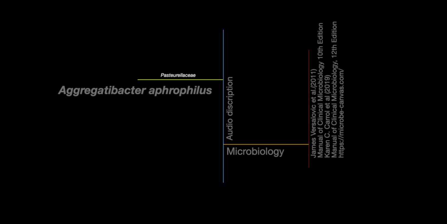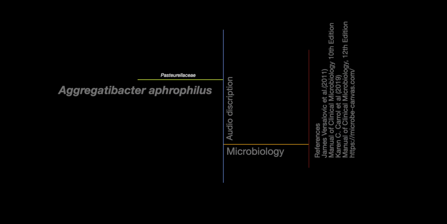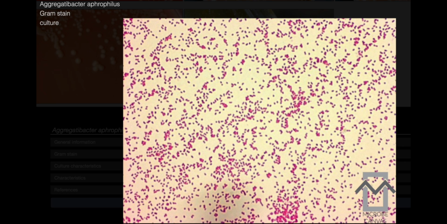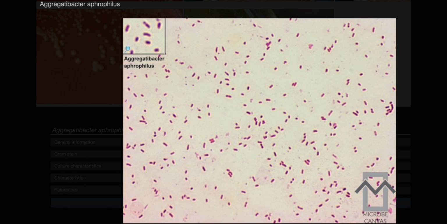Aggregatibacter aphrophilus, a closer look. General information. Aggregatibacter aphrophilus is a species of bacteria that belongs to the Pasteurellaceae family. It was previously classified under the genus Haemophilus, and thus its older name was Haemophilus aphrophilus.